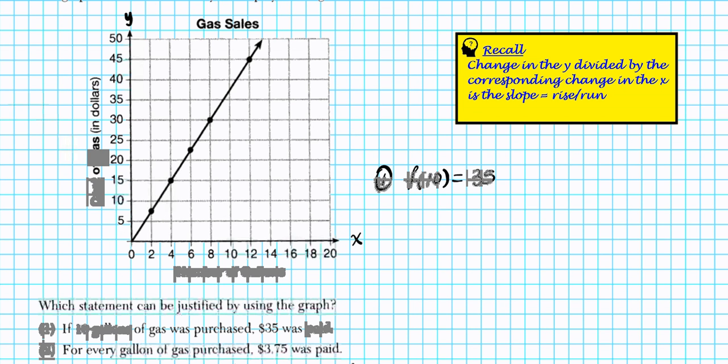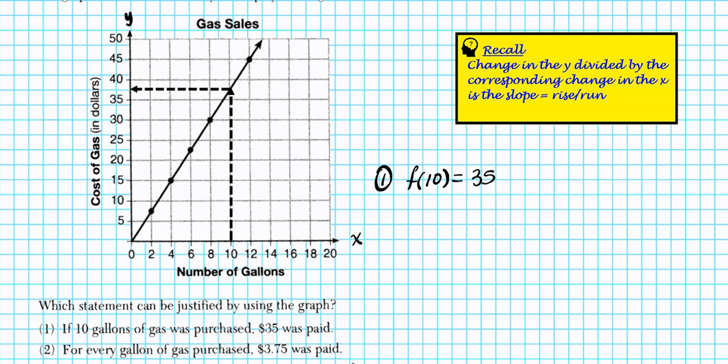So I'm going to trace from my input, which is 10 gallons, to my graph right here, and then I'm going to trace it to the output. Now, what makes this statement true? This statement is true if our output lands exactly on 35. Is that the case here?